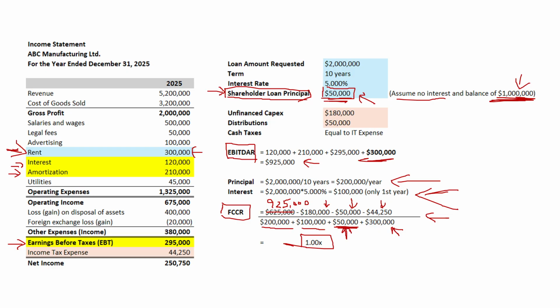One thing about FCCR is if it's different from DSCR, it's always going to be lower than DSCR because it incorporates more things. But because it's a more strict ratio, because it incorporates everything, the banks usually only require an FCCR of maybe 1 times to 1.1 times instead of 1.2 times, because it is a more stringent ratio because it covers everything, right?